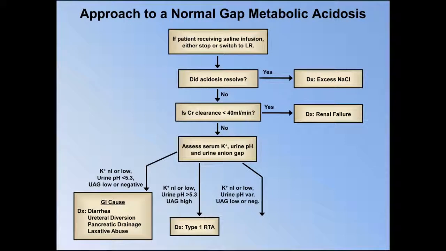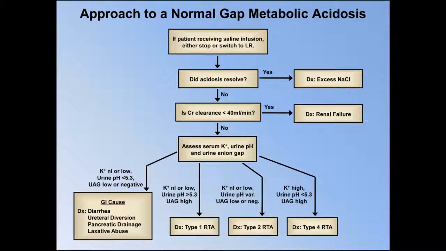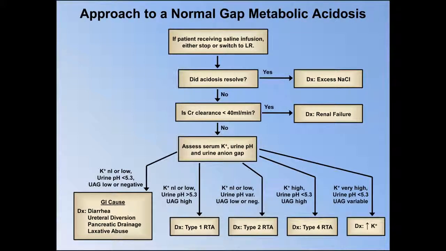If potassium is normal or low and the urine anion gap is low or normal, then type 2 RTA is the most likely cause. This can be confirmed by measuring a fractional excretion of bicarbonate. If the potassium is high, urine pH low, and urine anion gap high, then type 4 RTA is the explanation. Finally, if the potassium is extremely high, such as above 7, and urine pH low, then hyperkalemia is the explanation in and of itself. Of course, hyperkalemia has its completely separate differential diagnosis that I won't get into at this point in time.